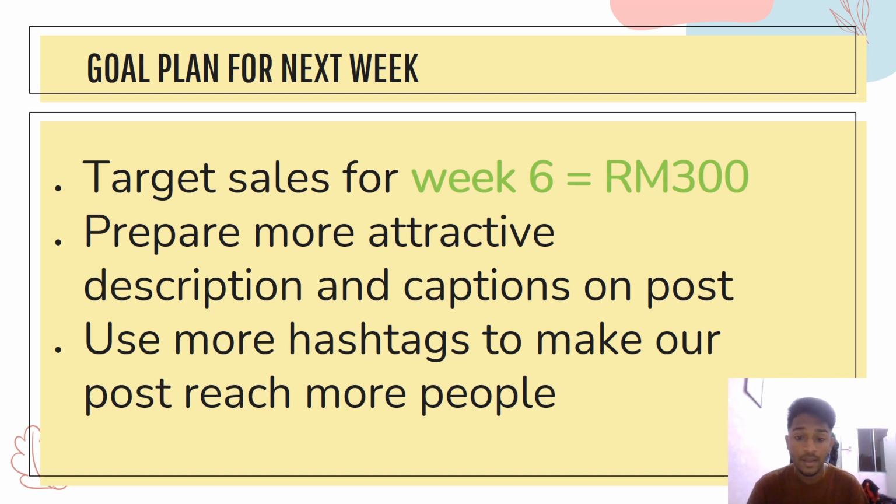So we need to prepare more attractive descriptions and captions on posts, which means posts on Instagram, Facebook, and a lot of other platforms. And we need to use more hashtags to make our posts reach more people. Usually hashtags work like this: a hashtag is a unit to unite all the posts in the same category. So if we use our hashtag in every post, it may reach a lot of people who search for their products or cookies like that.